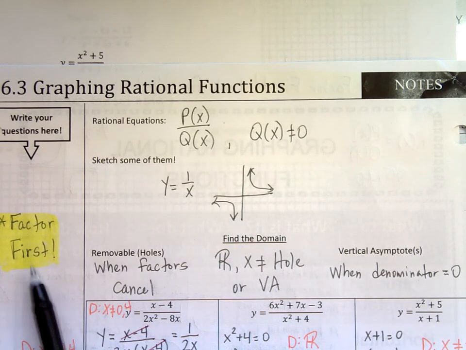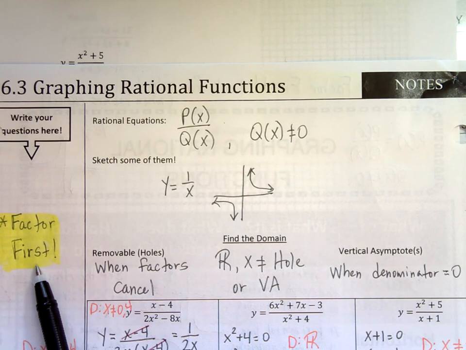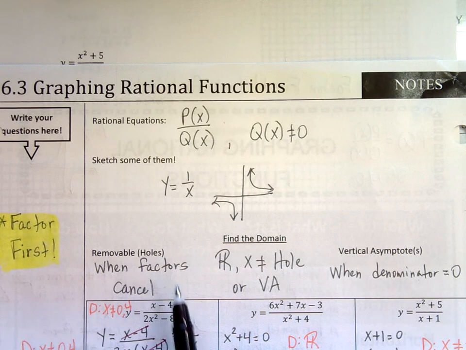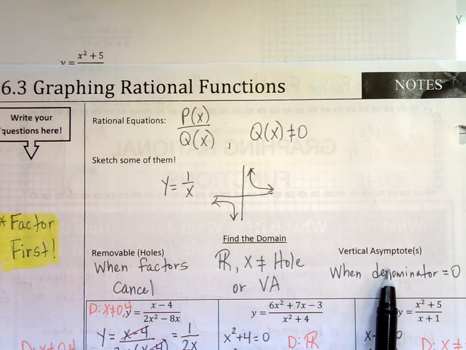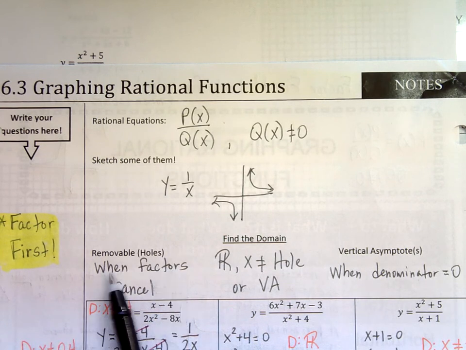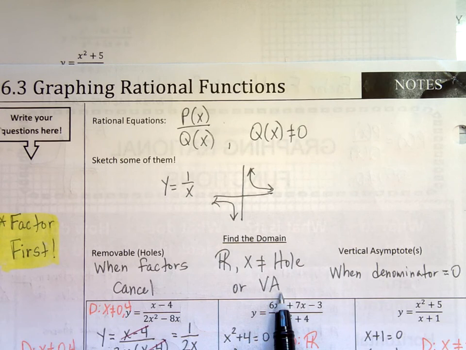Factor first. I put that again because we want to remember to do that. Always factor first. And so the first topic he wants to talk about are removable holes, domains, and vertical asymptotes. Well, removable holes happen when the factors cancel. Domain is all real numbers, but it can't be the hole or the vertical asymptote. And vertical asymptotes are when the denominator equals 0.